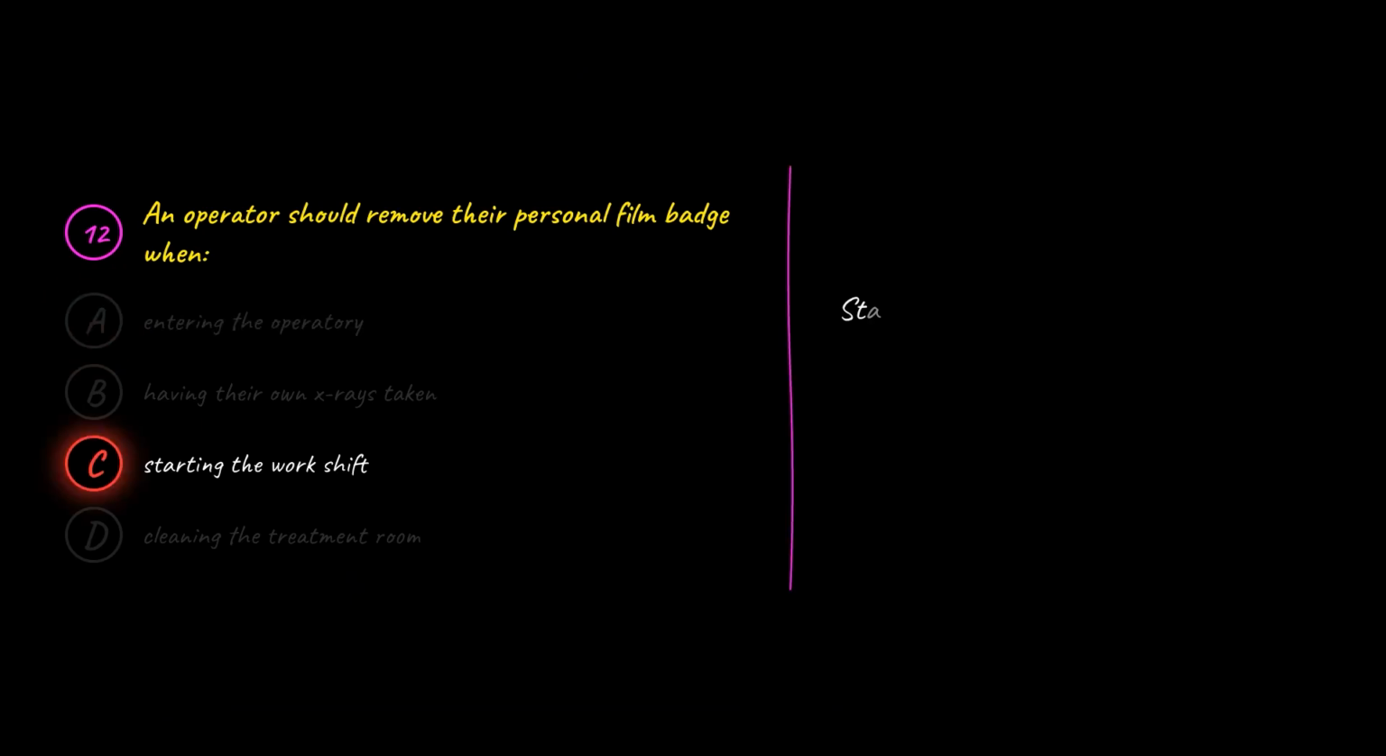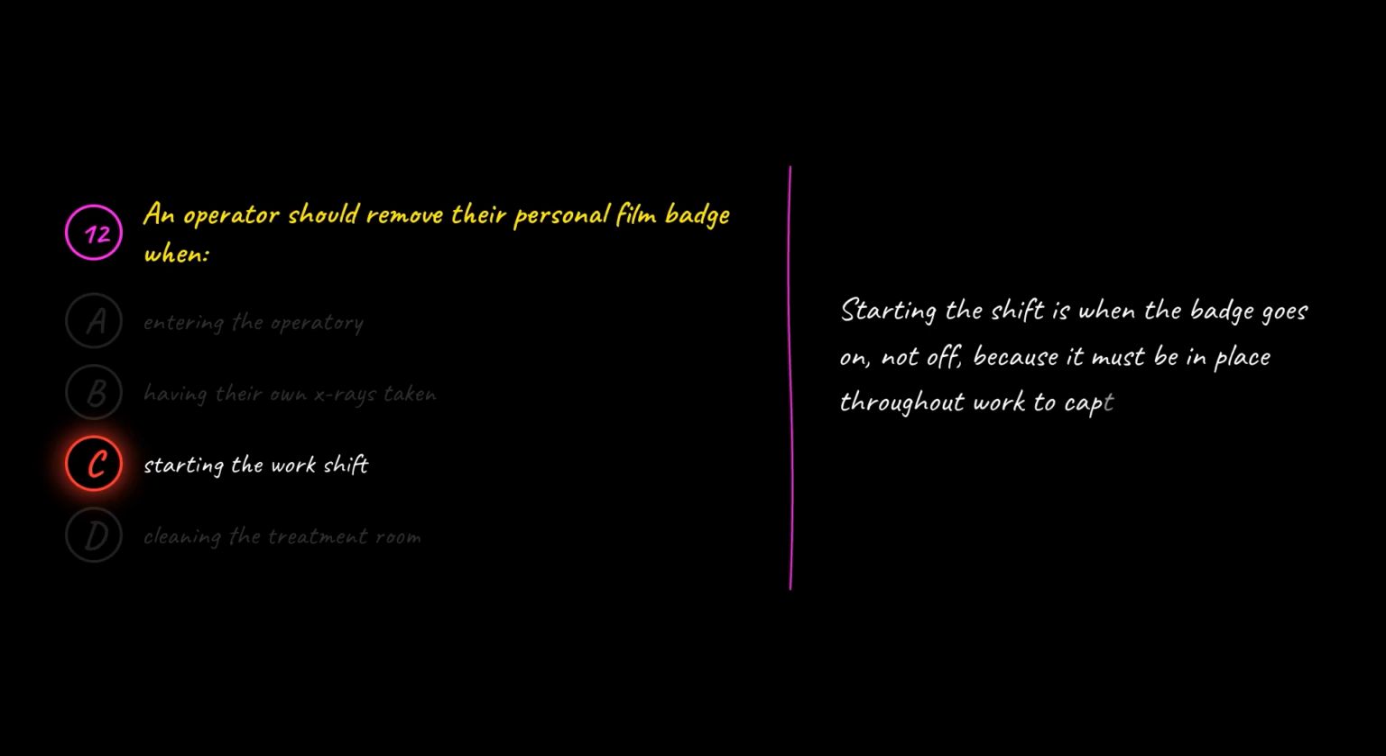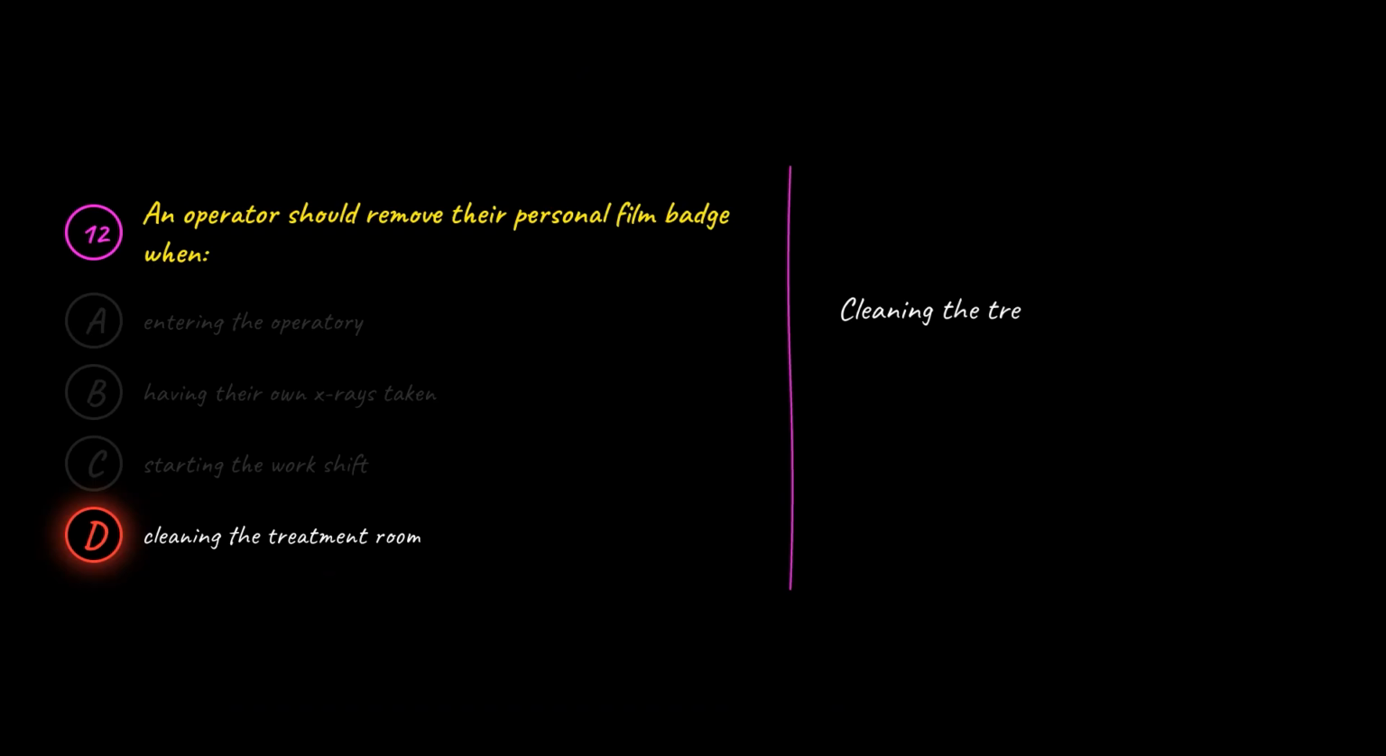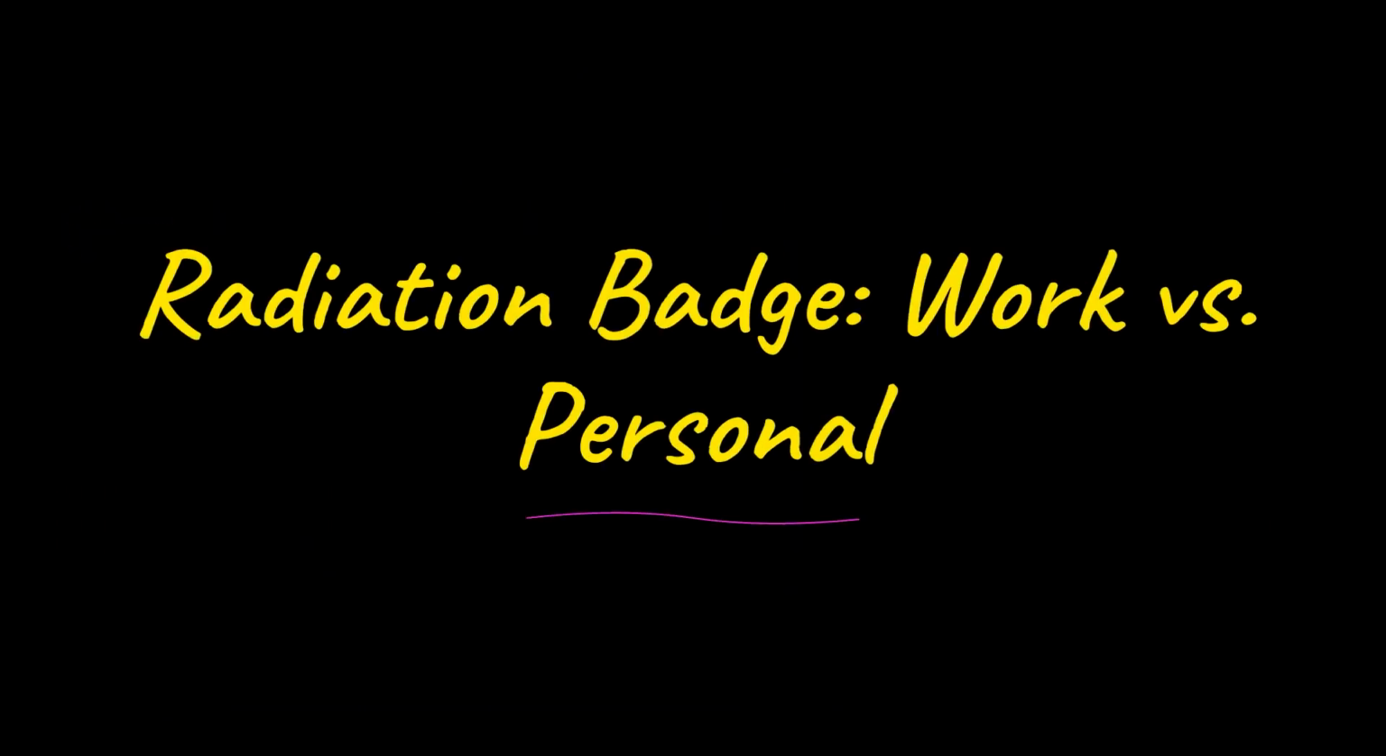C is wrong because starting the shift is when the badge goes on, not off, because it must be in place throughout work to capture any occupational dose received. D is wrong because cleaning the treatment room is part of the work routine where the badge stays on. There is no reason to remove it for housekeeping tasks. A personal radiation badge or dosimeter has one job: to record the dose an operator receives during work. Understanding when to wear it and when to remove it comes down to a single principle.